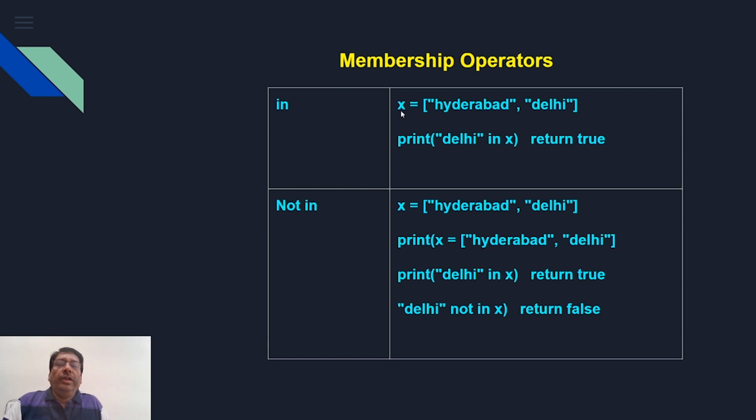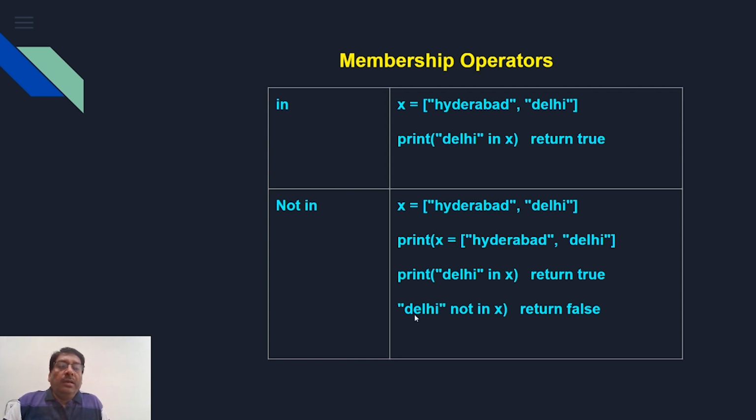So if X equals Hyderabad and then Delhi, if there is a list given over here in this fashion, then you can say print Delhi in X. When you say print Delhi in X, it means you are going to check whether Delhi is present in this list or not. If it is, then it is going to return a true value. In the similar way, print X equals Hyderabad, Delhi, and then if you say print Delhi in X, it is available, so it will return true.